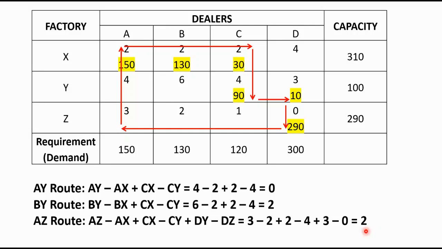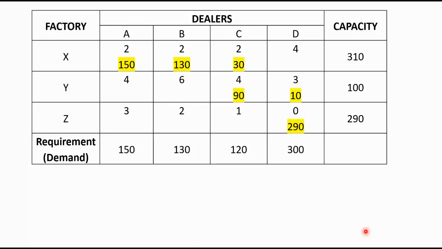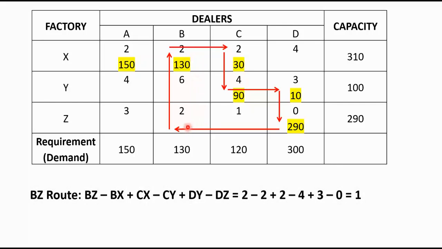Next vacant cell would be BZ. So BZ to BX to CX, and then to CY to DY, and then to DZ. So take note, guys, that the only vacant cell in the route will be the original square. The rest will be occupied cells or squares. So we have here 2 minus 2 plus 2 minus 4 plus 3 minus 0, and that is equal to 1. And again, we have a positive index.